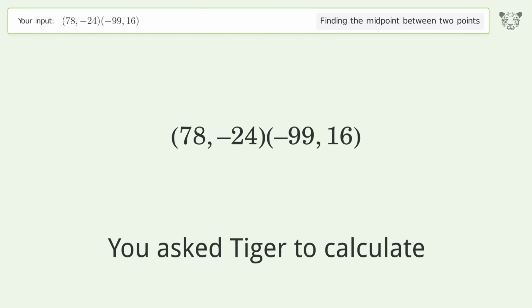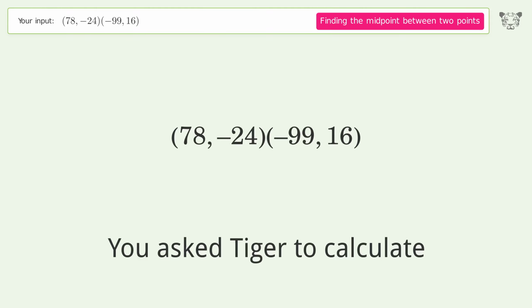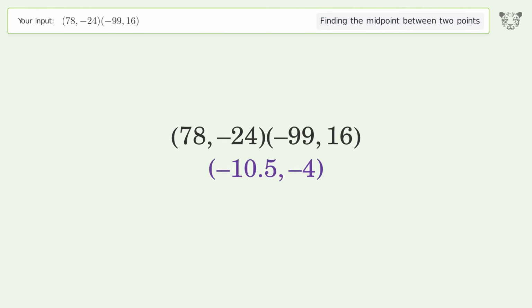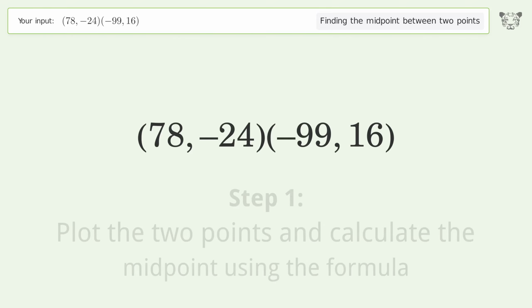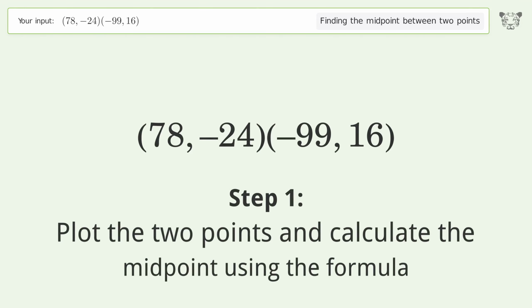You ask Tiger to calculate. This deals with finding the midpoint between 2 points. The midpoint between the 2 points is -10.5, -4. Let's solve it step by step. Plot the 2 points and calculate the midpoint using the formula.